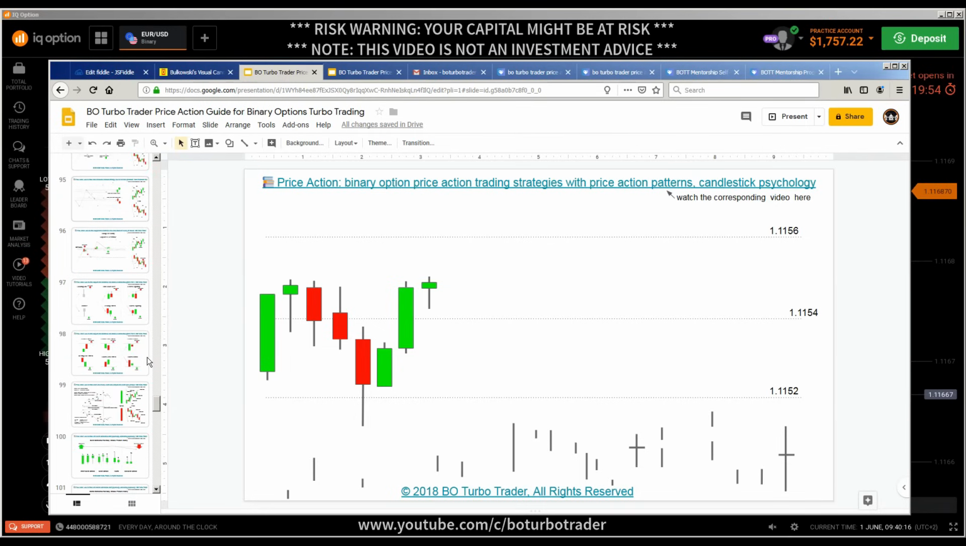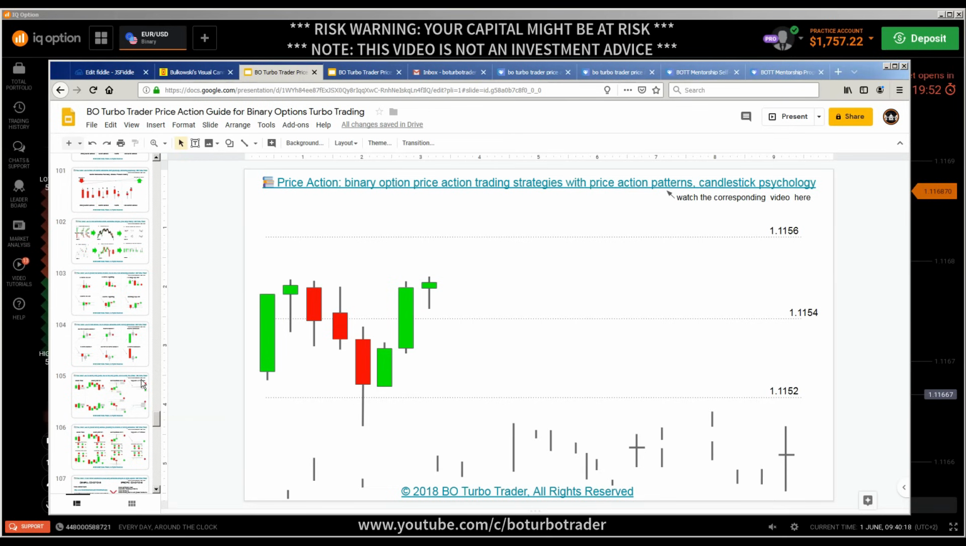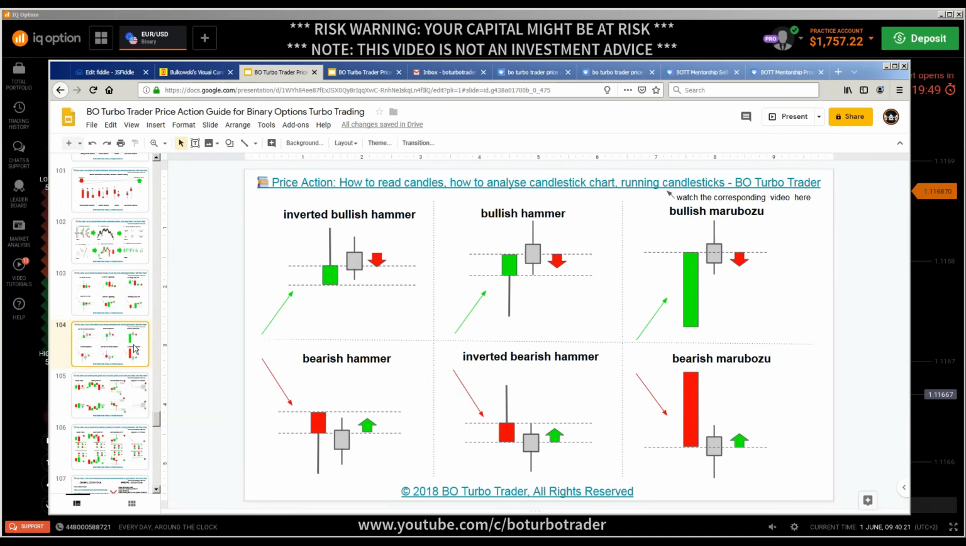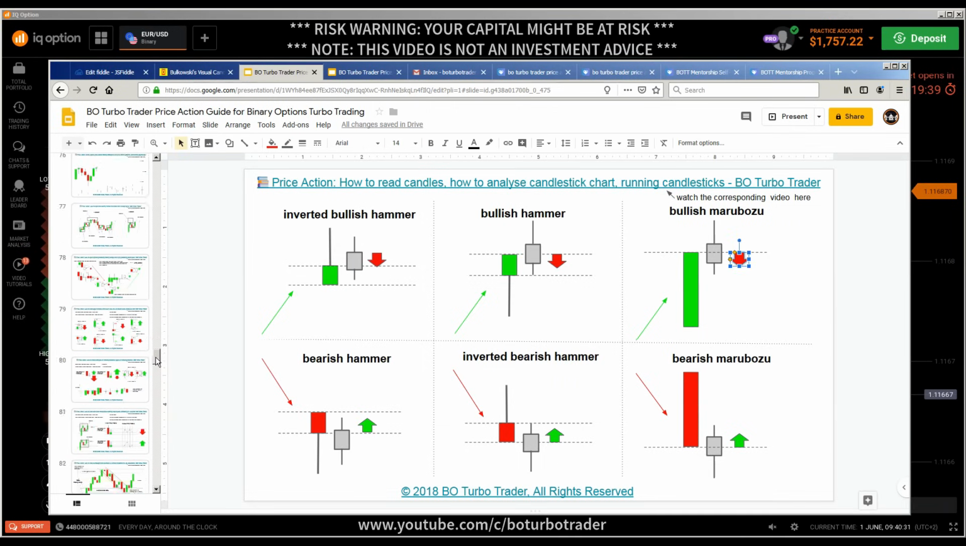Where do I have this explained in the ebook? For those who are interested in this, yes, here's something like this. Bullish Marubozu, support and resistance level. Then you get a weak candle. The next candle will be, with high probability, a bearish candle.